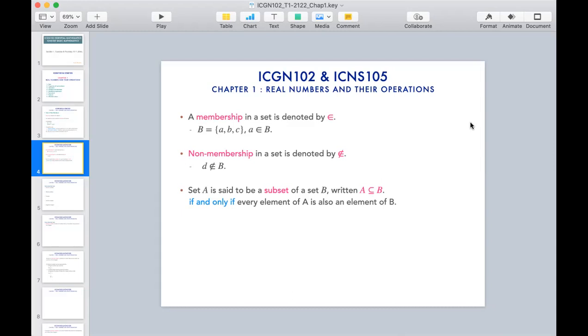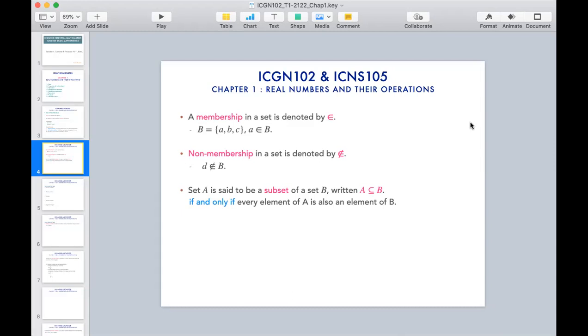So whenever you have to write down set A is a subset of set B, the definition is that every element of A is also an element of set B. For example, A is the set of small letter a. Set A is a subset of set B because you can find small letter a in set B.